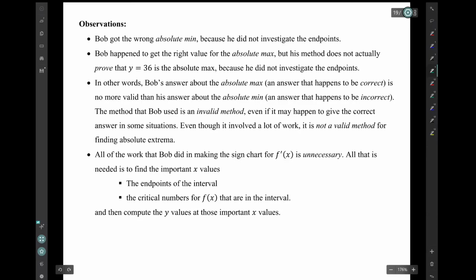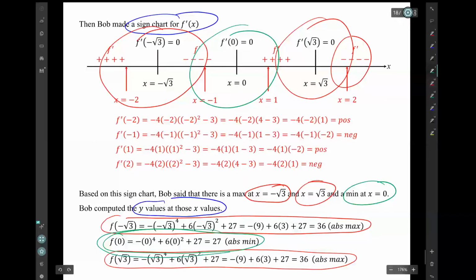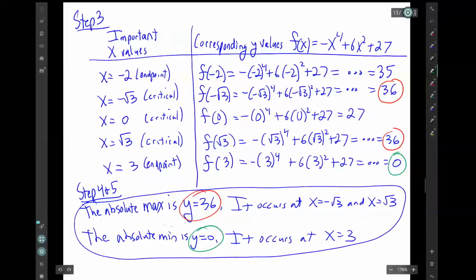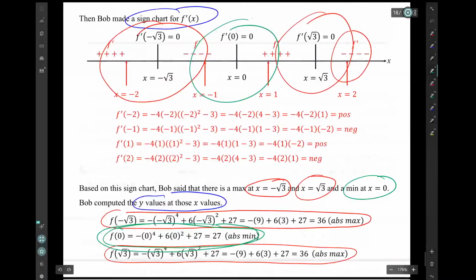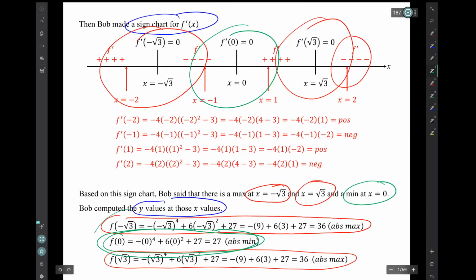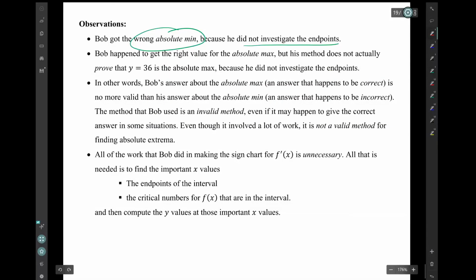Well, notice that Bob got the wrong absolute min. Bob got an absolute min of 27. We know the absolute min is 0. It occurs at the endpoint, x equals 3. So Bob got the wrong absolute min, and it's because he did not investigate the endpoints. Bob only looked at the critical numbers. So he got the wrong absolute min because the absolute min actually happens to occur at an endpoint, not at a critical number. Now Bob did happen to get the right value for the absolute max.